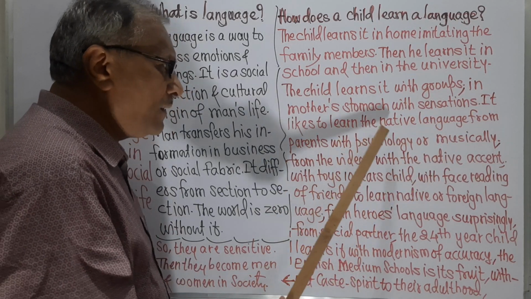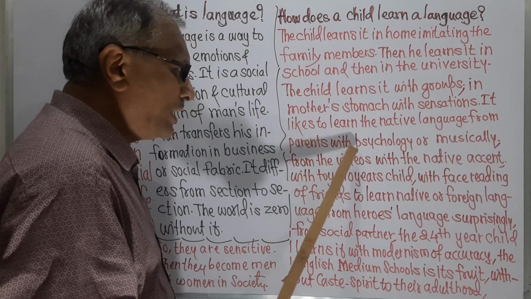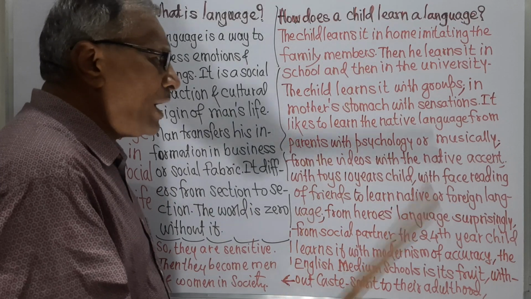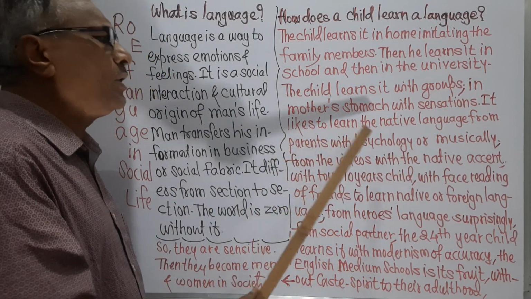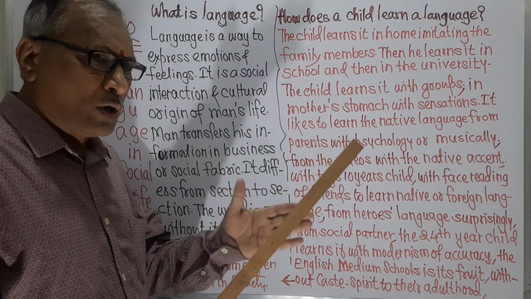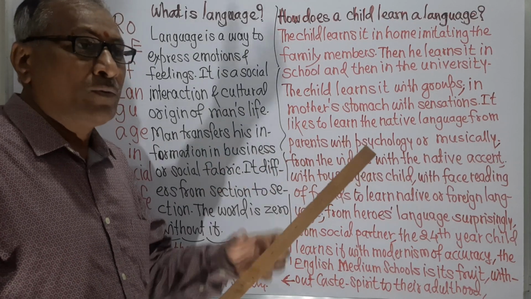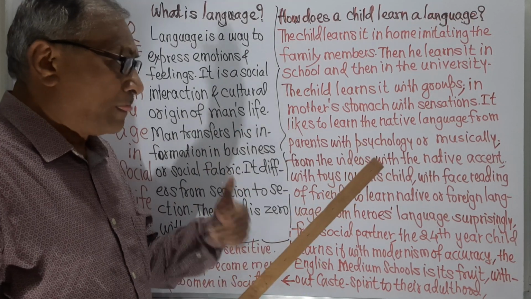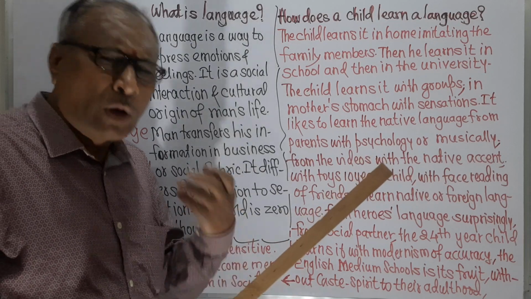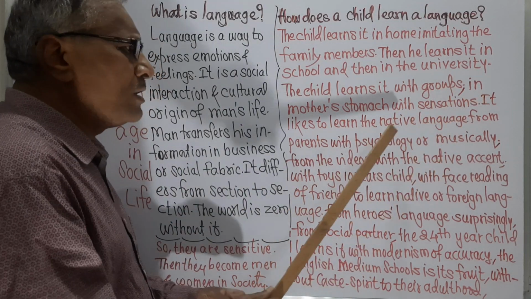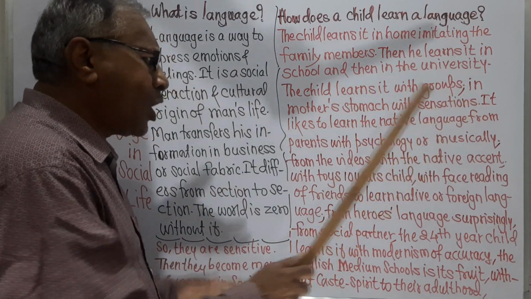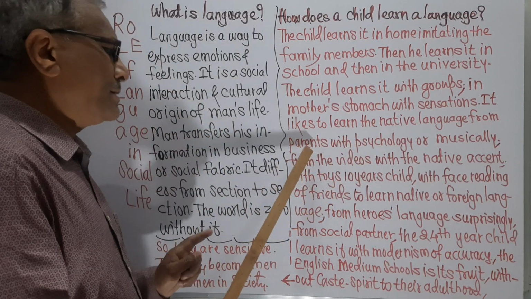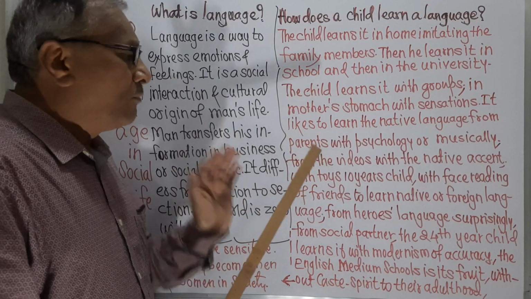It likes to learn the native language from parents with psychology or musically. So remember, this is a very important point, and the point is that the child likes to learn the native language. Because this child comes into the native section, the particular native, or I will say the rural area, that's why it likes to learn the native language, rural language from parents, because the first school of this child is his parents, and that's why he learns that language with his parents.